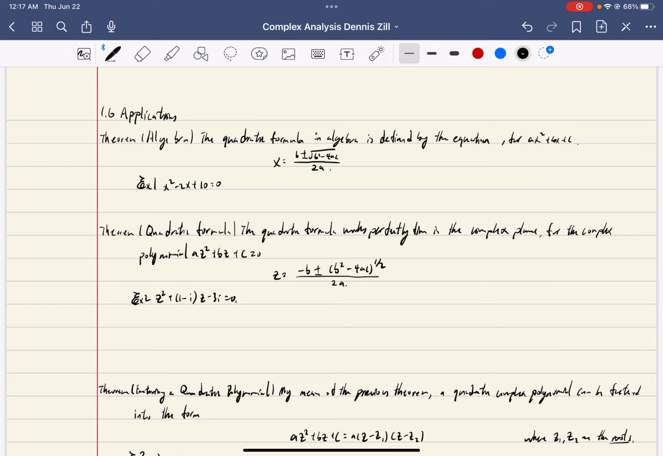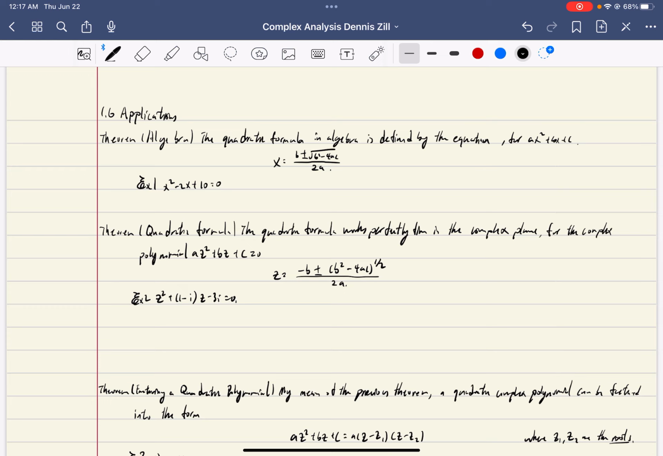In algebra, the quadratic formula is defined as the equation for x equal to negative b plus or minus the square root of b squared minus 4ac, over 2a, for the quadratic polynomial ax squared plus bx plus c. So now let's do an example.